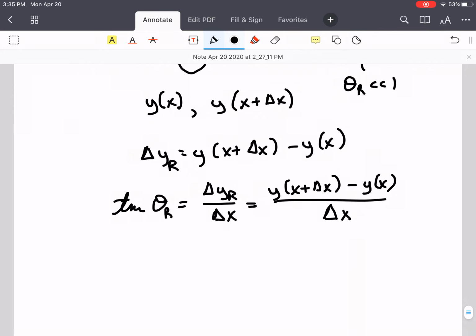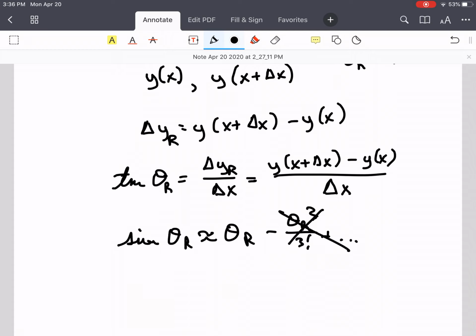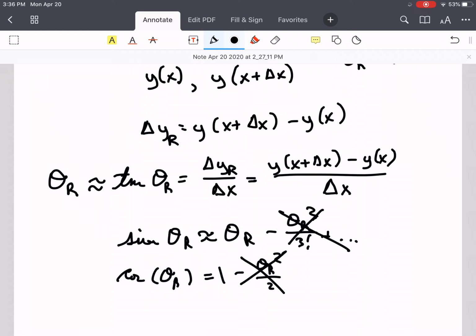So for small angles, if I do the series expansions, sine of a small angle is approximately theta plus higher order terms. So I'll drop those. And cosine is actually even easier. Cosine is 1 minus theta squared over 2, but if theta is small enough, I just forget about that next correction. So tangent, which is sine divided by cosine, is just approximately equal to that angle theta. Okay? So that is my angle.